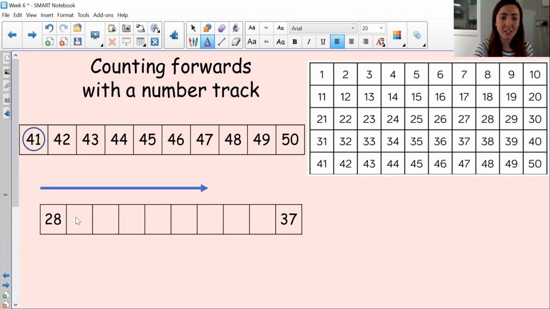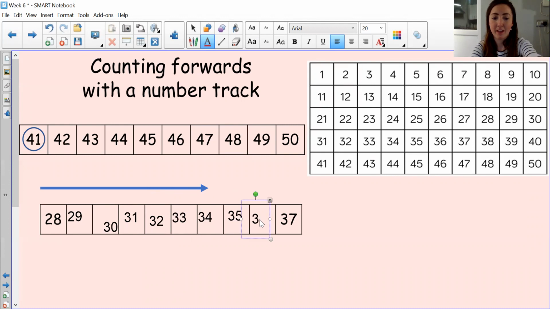Okay, let's fill it in together. So after 28 should be 29, then 30, then 31, then 32. Numbers are a little bit all over the place, aren't they? Then 33, then 34, 35, 36, and 37. Was that what you got? Great, if it was, brilliant.